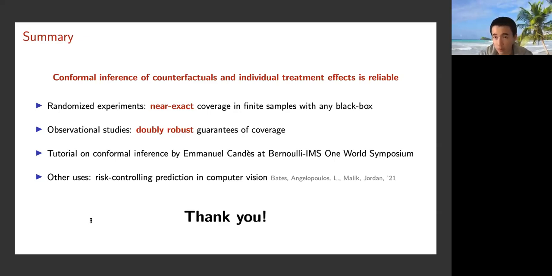So if you're applying this conformal inference, I think there will be a lot of applications in the interpretability of machine learning algorithms.